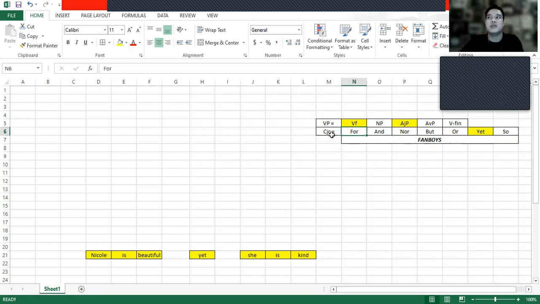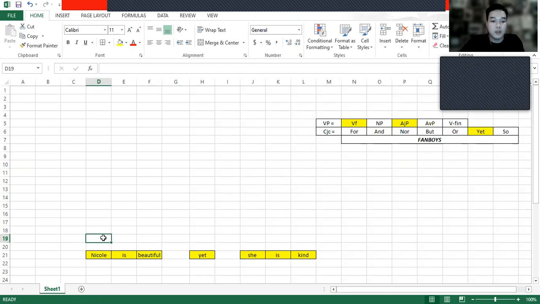Actually, coordinate conjunctions have several other words, but these six conjunctions here are the most popular ones, especially a lot of writers use them for their writing. Okay, so let's move on into the next session, which is drawing the tree diagram for this compound sentence.